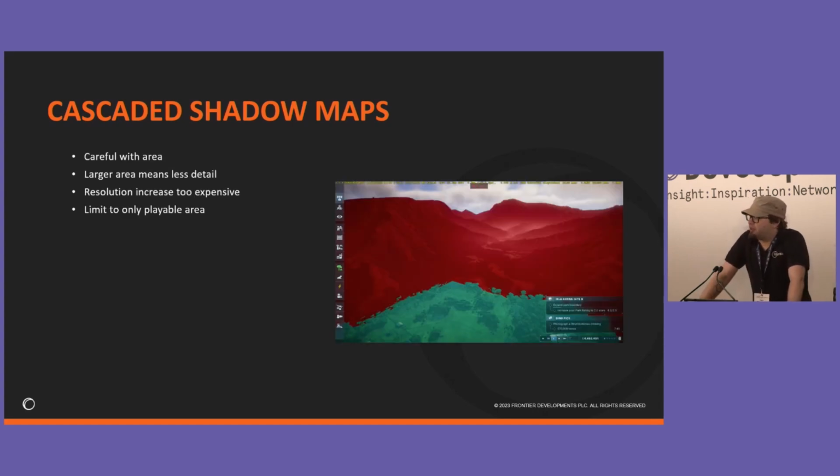Now, a second big thing that you have to be careful with cascaded shadow maps, or shadow maps in general, is the area that your shadow maps span. With your shadow maps, you are effectively rendering a specific resolution, which basically means that every single pixel within your shadow map takes up a certain area within the world. The larger area you try to make your shadow map span, the less detail you can have within your shadow maps.